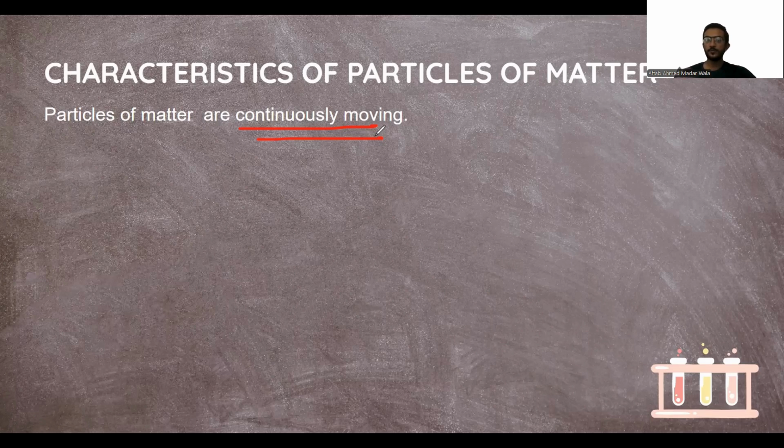Why? Because particles of matter have energy in them. What kind of energy? The energy which is responsible for the motion of a particle is called kinetic energy. So particles of matter possess some amount of kinetic energy, and due to the kinetic energy present in them, they show motion, or they continuously move. Solids do not move because the particles of solid matter have a strong force of attraction. We'll talk about this in further slides.